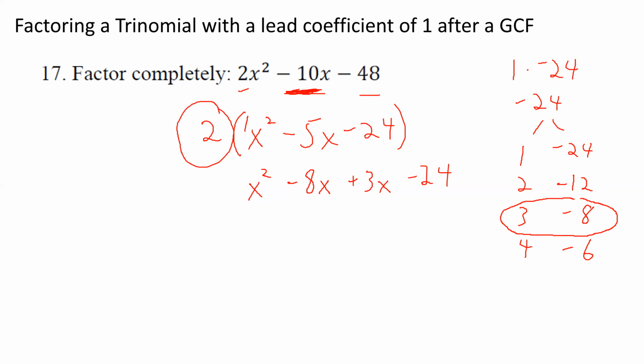So now we can factor by grouping. We still have this 2 until the very end, so I'm just going to drop it down. I'm not going to do anything with it just yet. I'm going to group the first two terms and group the second two terms. What can come out of the first two terms? Well, the only thing that comes out of both of those is an x. What's left? x minus 8.